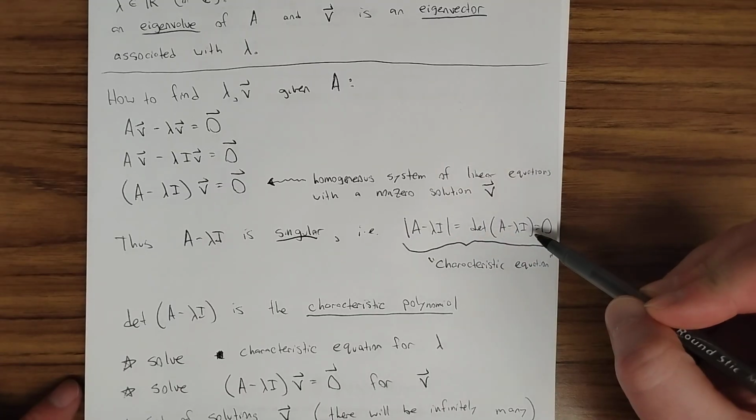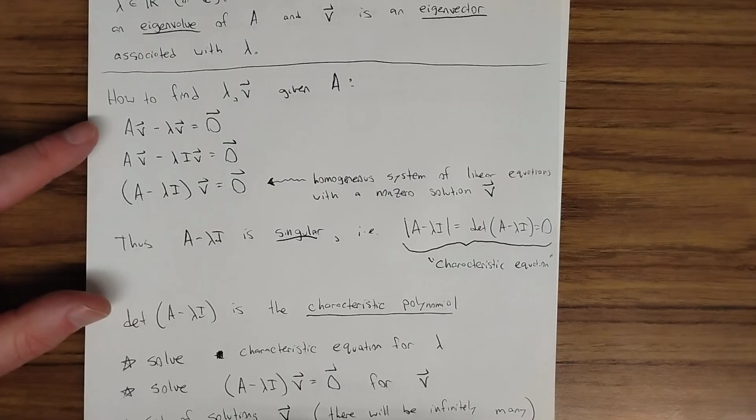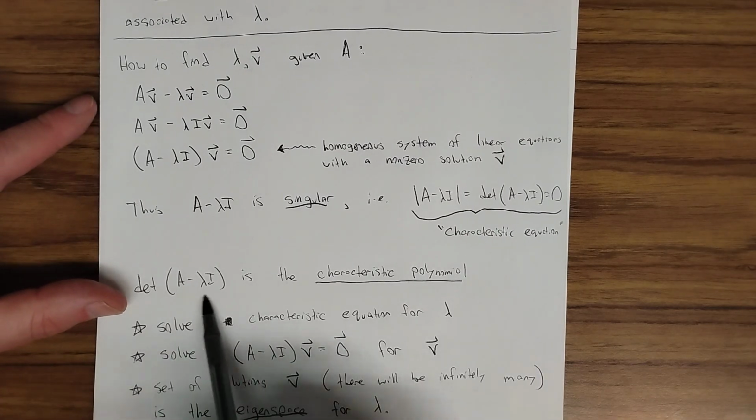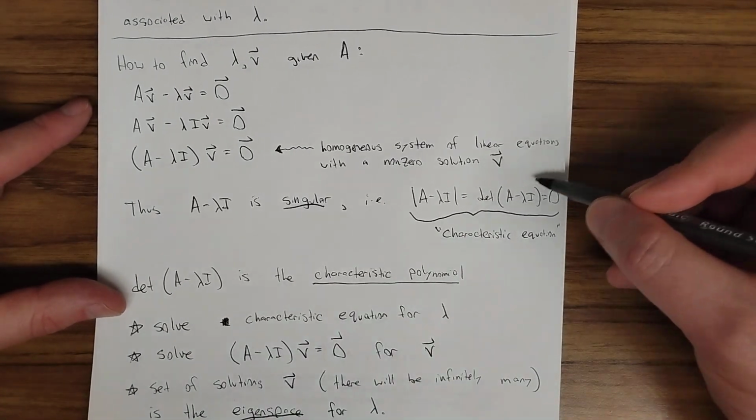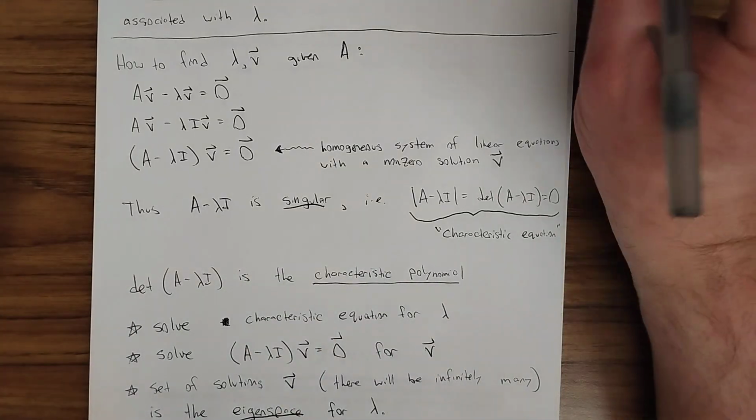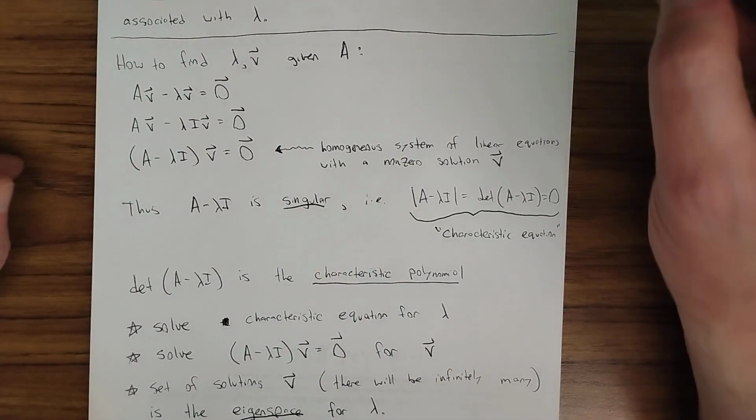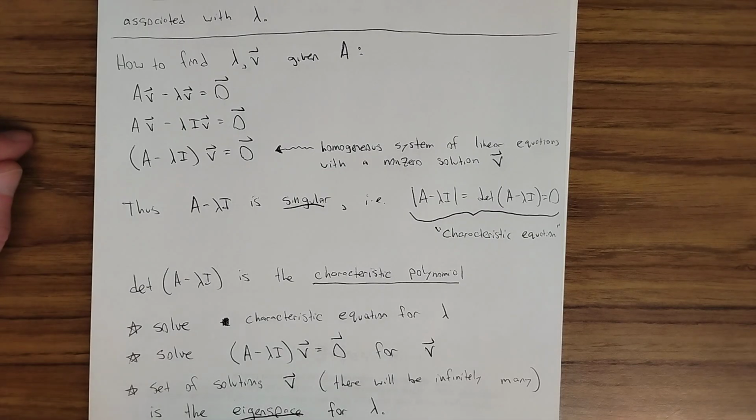This is the equation that we're going to solve to get lambda. And by the way, that determinant, the one that we're setting equal to 0, is called the characteristic polynomial, and it might not look like a polynomial, but we'll see that it is.